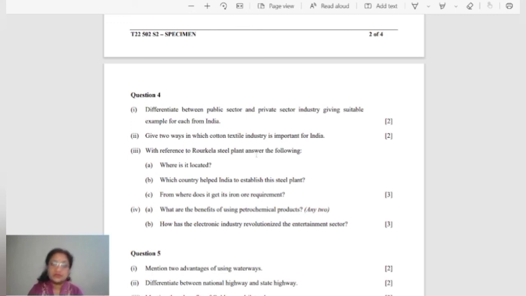Rourkela steel plant, where is it located? Which country helped India to establish this steel plant? Then from where does it get its iron ore requirement? Okay, what are the benefits of using petrochemical products? How has the electronic industry revolutionized the entertainment sector? So all these belong to, again, one unit, which is industries. So this is the third unit we have according to the syllabus for the second term.